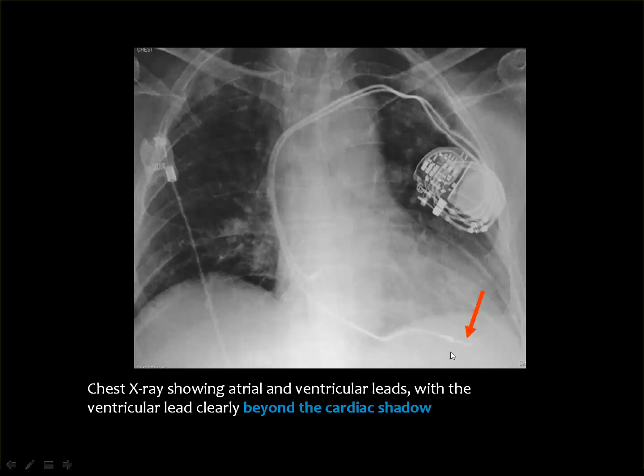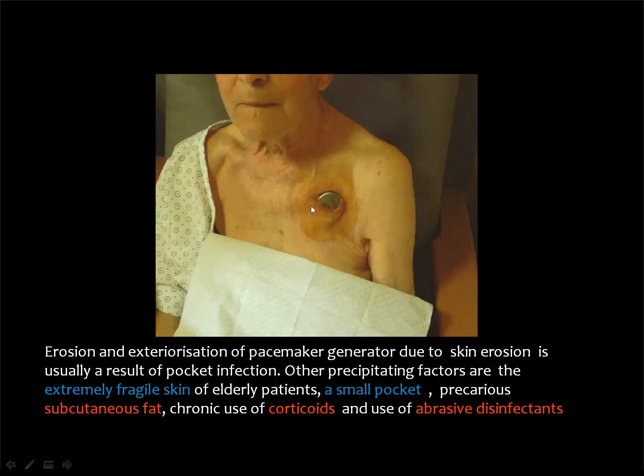And this is one of the complications, where the lead is present outside the confinement of the cardiac shadow, which may indicate that there is some perforation of the myocardium. Also, the pacemaker generator may erode the skin, like in this case. And actually, there are some predisposing factors that can lead to this complication. These factors include extremely fragile skin of elderly patients, a small surgical pocket, scanty subcutaneous fat, the chronic use of corticosteroids, or the use of abrasive disinfectants, which may injure the skin and lead to this complication.